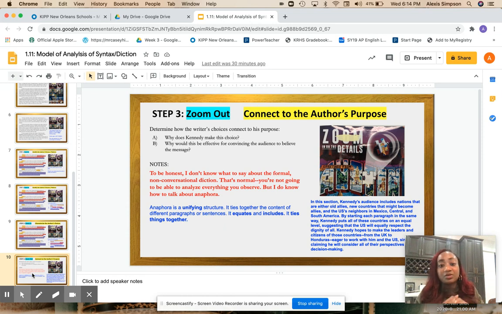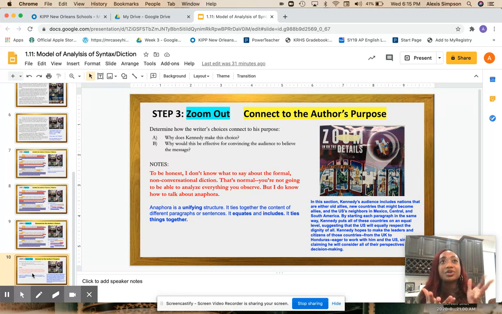And I'm going to be honest with you. I don't really know why he wanted to use that formal non-conversational diction. It doesn't really make sense to me. The structure is kind of odd. He starts the sentence with an adjective instead of our usual subject, verb, object sentence structure. I don't know why he would want to do that. And that's okay because it's normal not to know everything you see. You're not going to be able to analyze and figure out everything you see.